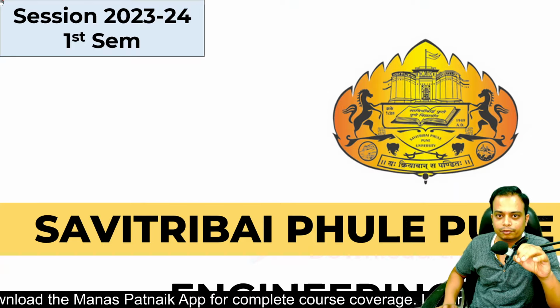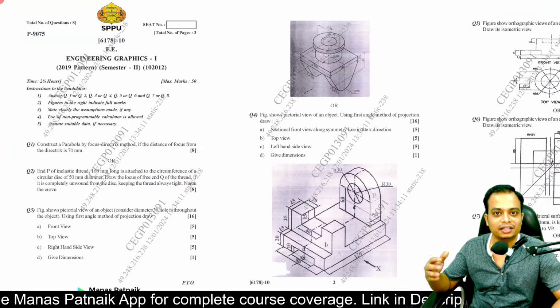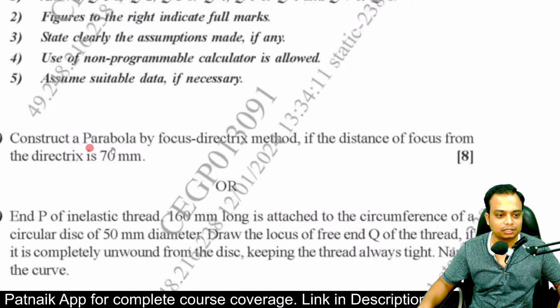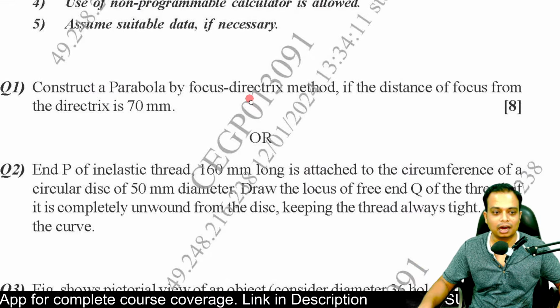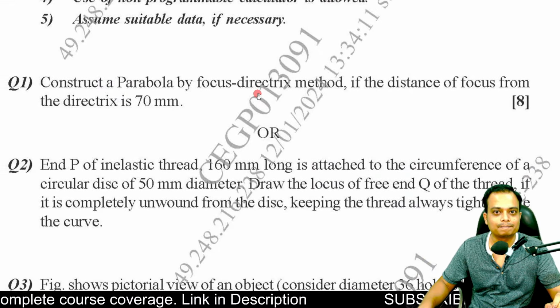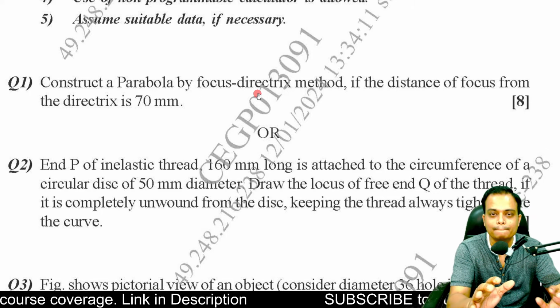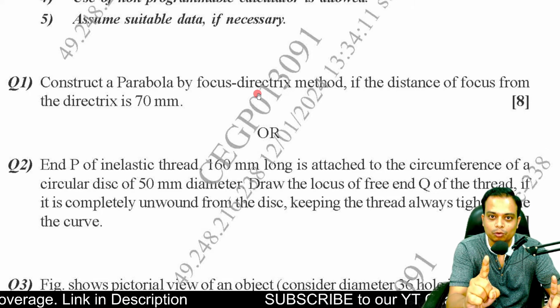Question number one, and here we go. This is going to be rather an easy nut to crack. Problem number one, and this is for as many as 8 marks. Bhai, 8 number matlab free ke mil rahe. And we can easily crack this one in less than 5 minutes, you are going to watch why.